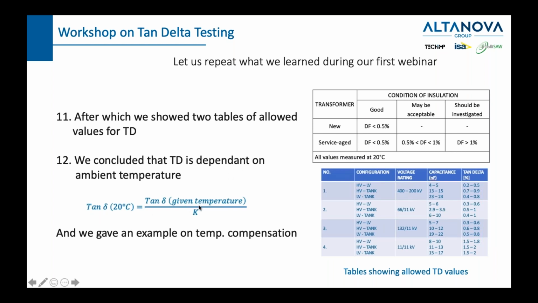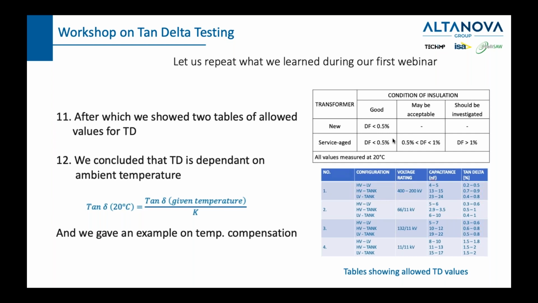Now, let's move on. What we did then, we spoke about the values of tan delta, which are acceptable values and which are non-acceptable values. In the table above, you can see that for a new transformer, we should have a tan delta below 0.5. That is a general rule. For some transformers, it's even less. For some transformers, it might be more, but this is the general rule. So 0.5. And then for service age transformers, the tan delta should not be more than 1%.